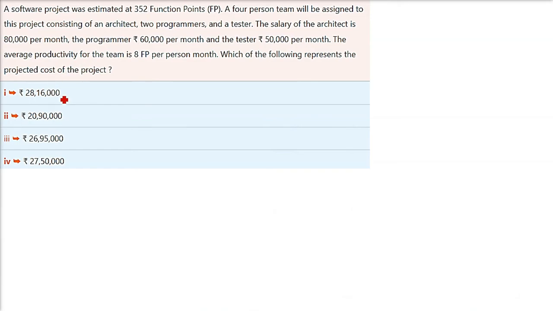Our software project has an estimated 352 function points, FP. These are the number of functionalities being provided by the software product. A 4-person team will be assigned to this project consisting of an architect, 2 programmers, and 1 tester. The salary of the architect is 80,000 per month. Programmer 60,000 per month. Tester 50,000 per month. The average productivity for the team is 8 FP per person month.